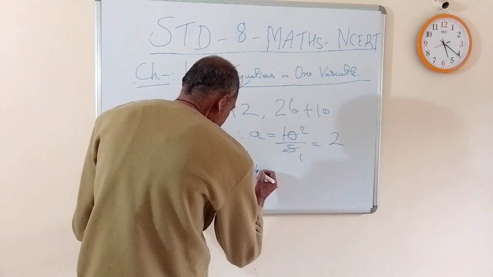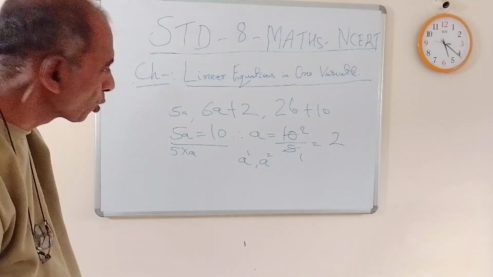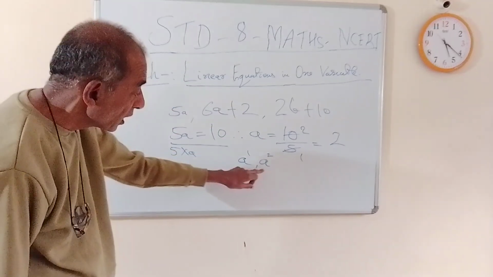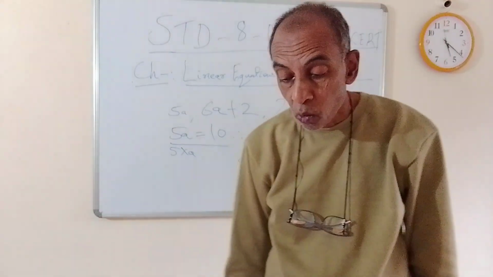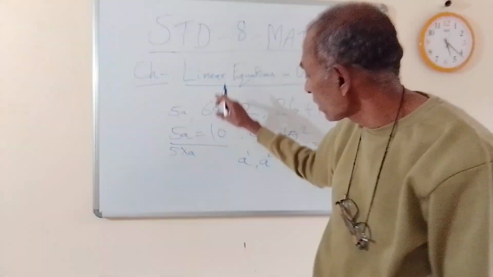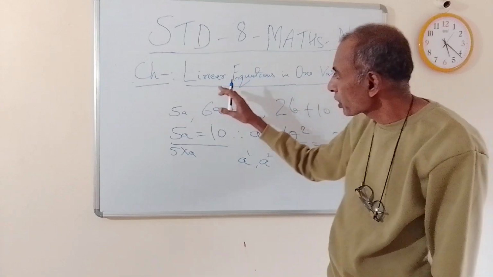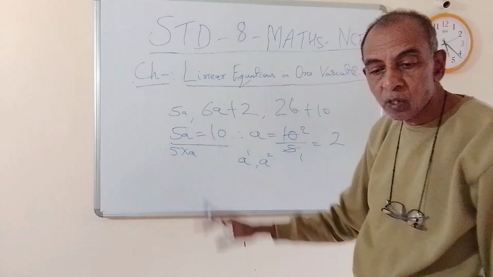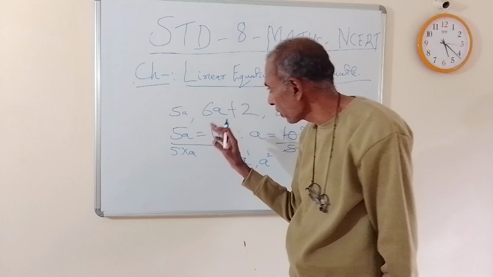If it had been a raised to 2, that is a square we say, a raised to 2, then it would not have been a linear equation. Then this term, or an expression, would have been a quadratic equation, a quadratic term. That is why linear is only raised to 1. So in this chapter, in short, we will be studying about linear equations in one variable. That means all the variables will not be raised to more than 1. That is linear. Understood what I have explained to you?